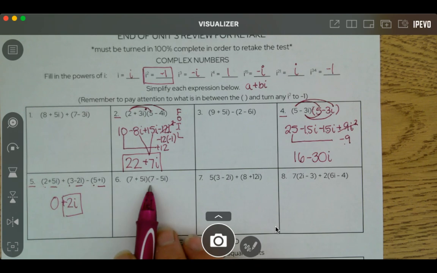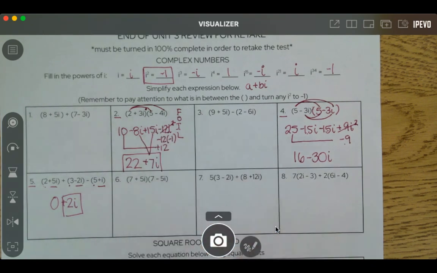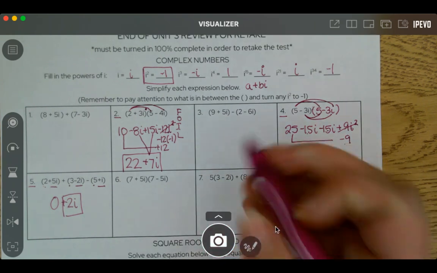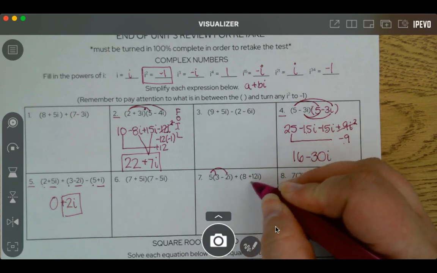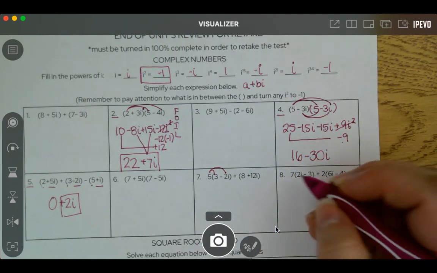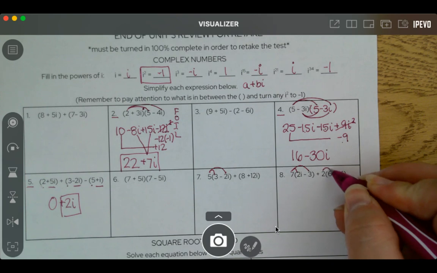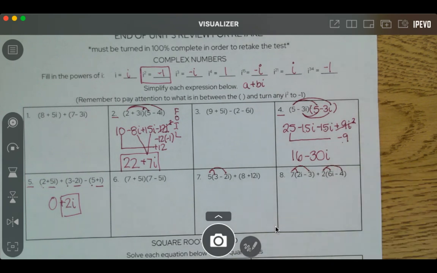This one's just regular foiling. I'll give you a hint that the ones in the middle cross out. So this is just going to be a number without an I next to it, like that almost. If there is a number in front of the parentheses, you must distribute that and then add these like terms afterwards. Okay, distribute the 7, distribute the 2, and then combine like terms.